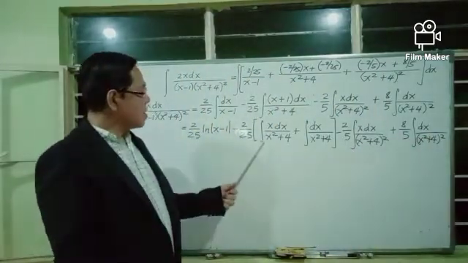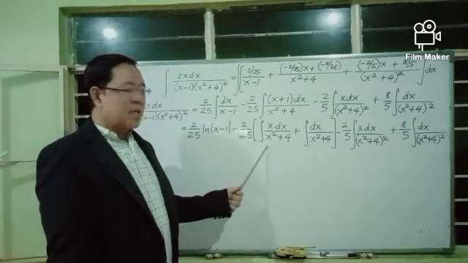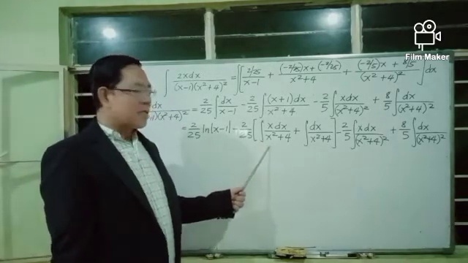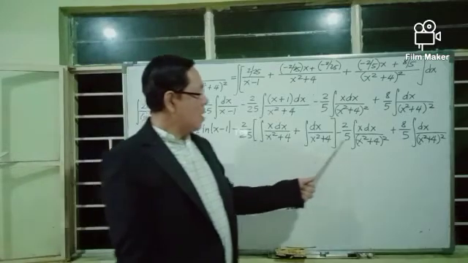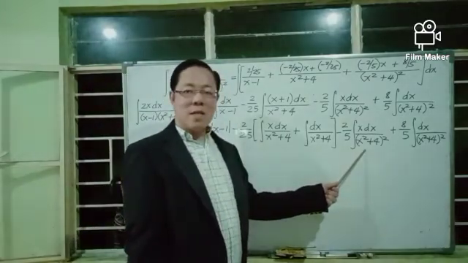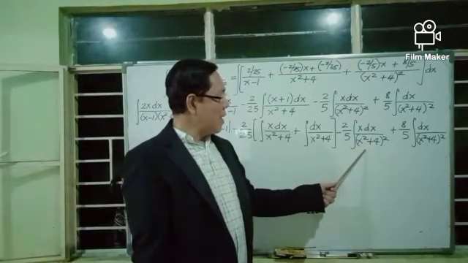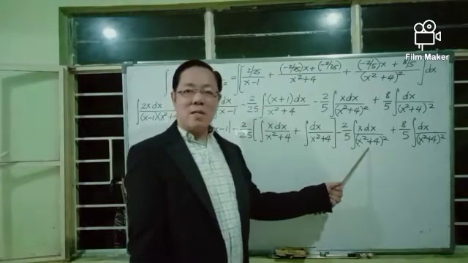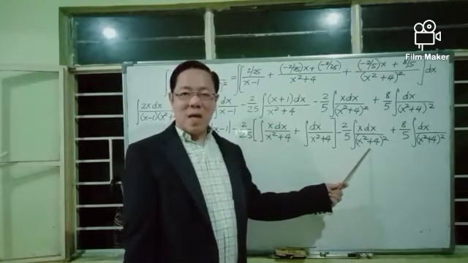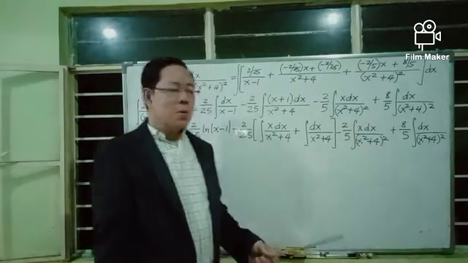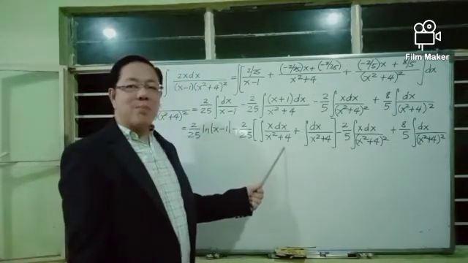To integrate this term, the integral of x dx over x squared plus 4, and to evaluate this integral of x dx over x squared plus 4 squared, we make use of a substitution by letting u be equal to x squared plus 4.